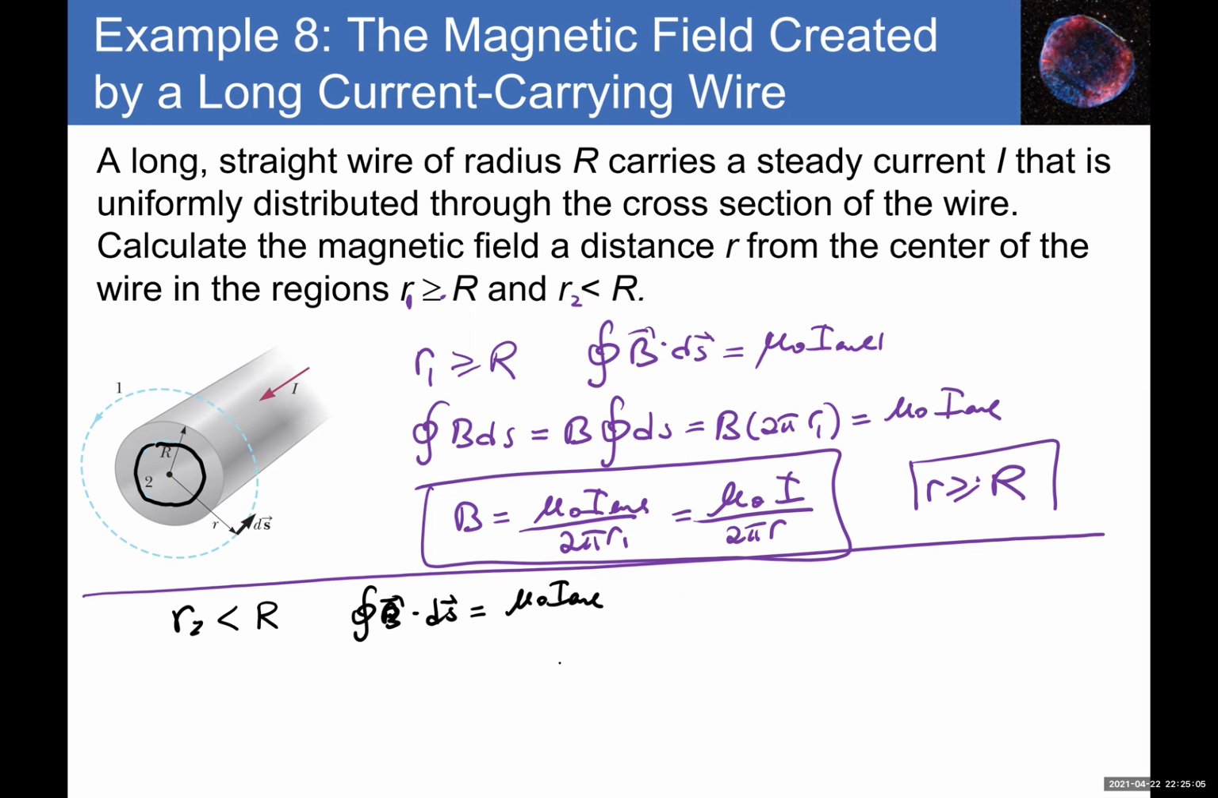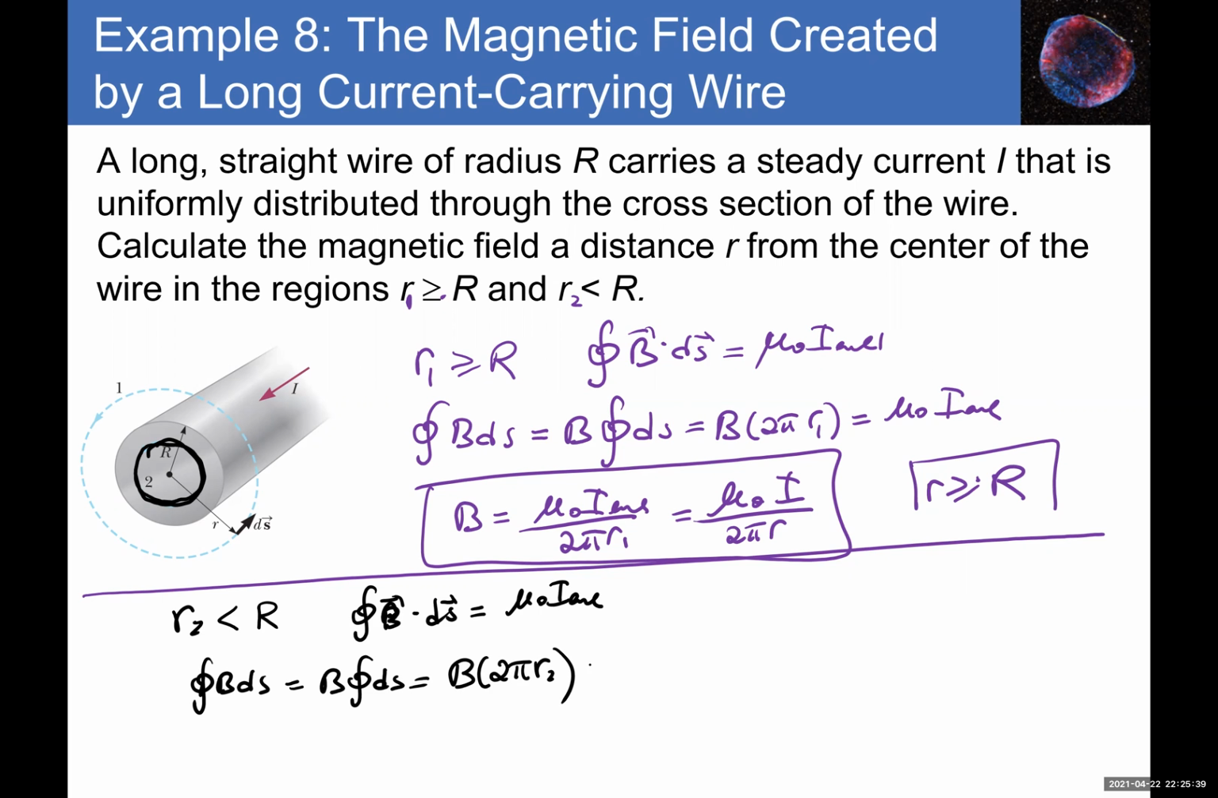Let's look at the left side of the equation first. Again, we can assume that the magnetic field is constant everywhere on the circle. The magnetic field and ds are parallel to one another, so B can come out, and it becomes the integral of ds, which gives B times 2 pi R2. That's the left side of the equation.